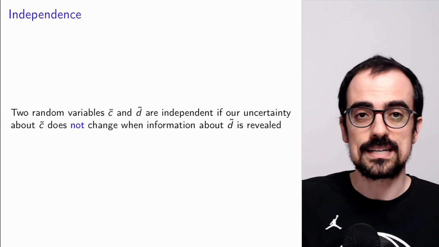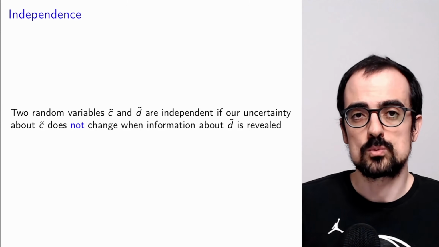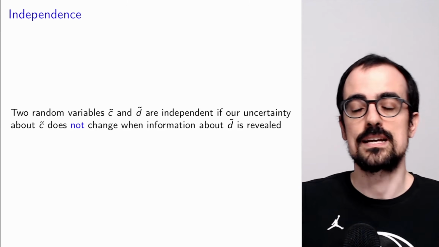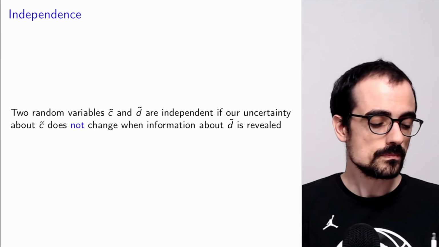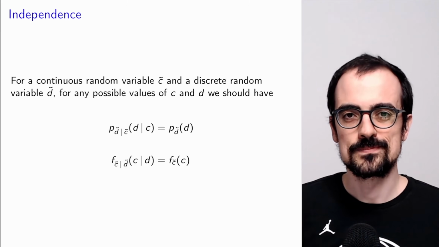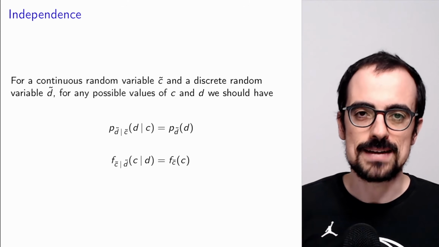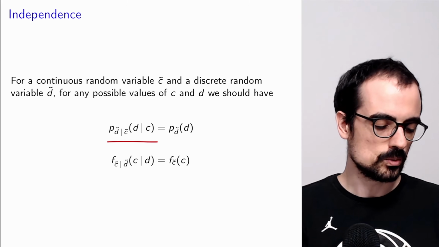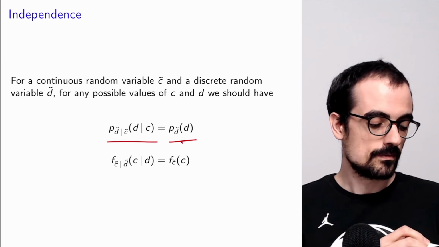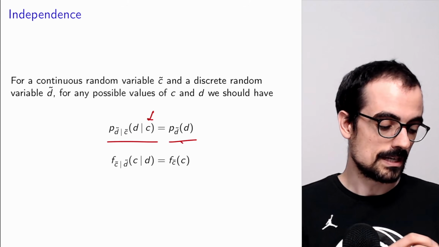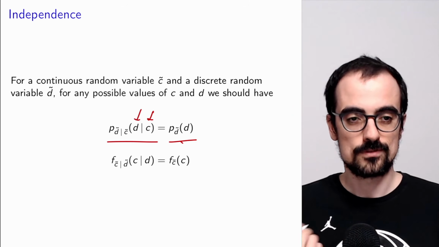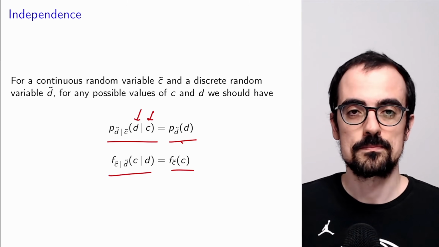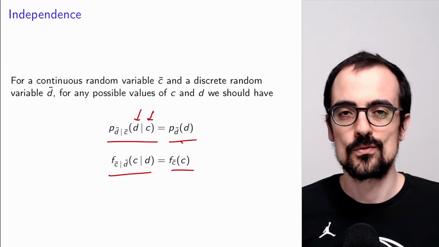So when a discrete and a continuous random variable are independent, what we mean is that knowing the value of one does not affect our estimate of the uncertainty of the other one. And the way that we capture this mathematically is that the conditional PMF of the discrete random variable given the continuous random variable is just equal to the marginal, or equivalently, for any value of the continuous random variable and of the discrete random variable, the conditional PDF is equal to the marginal PDF, like in this example that we saw for handedness and height.